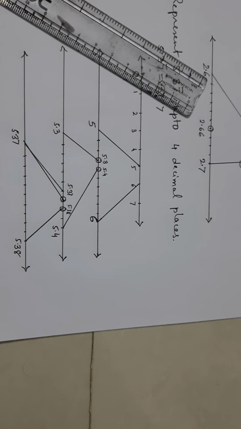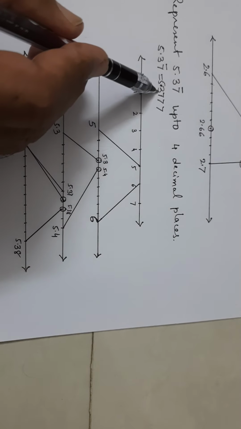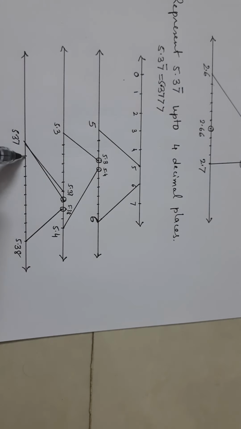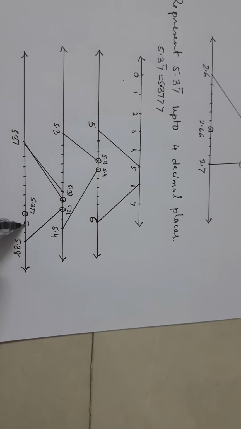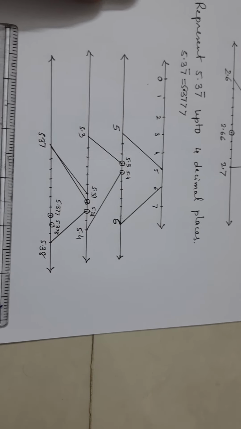So now we want 5.377. So count 1, 2, 3, 4, 5, 6, 7. Again here, this is 5.377. And this particular one is 5.377. Now that we will take on the next number line below.